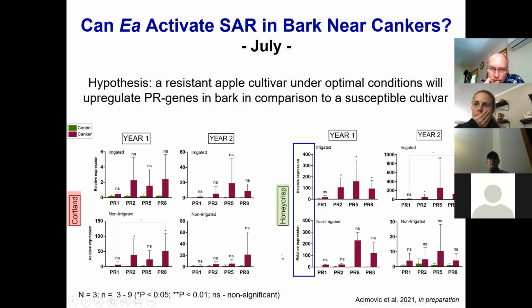We do see some numerical differences, but we don't see them to be significant in comparison to the trees that are not inoculated. As I said, we're hoping to see also differences in the amount of the pathogen cells, Erwinia amylovora cells, in the cankers near this bark, which we sampled for this data set. Feel free to ask any more questions. You can unmute yourself, and if something is not clear, you can send me an email or text me.